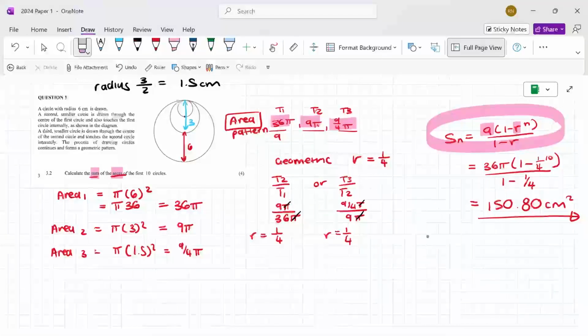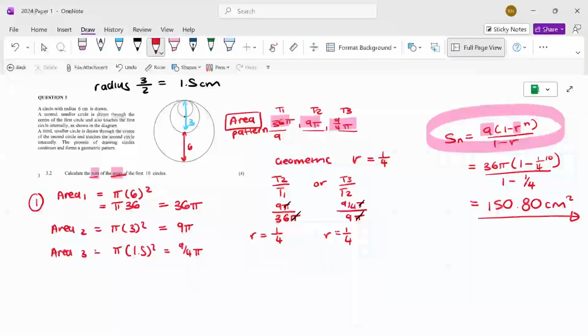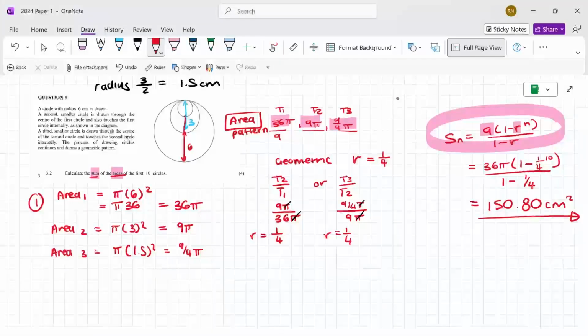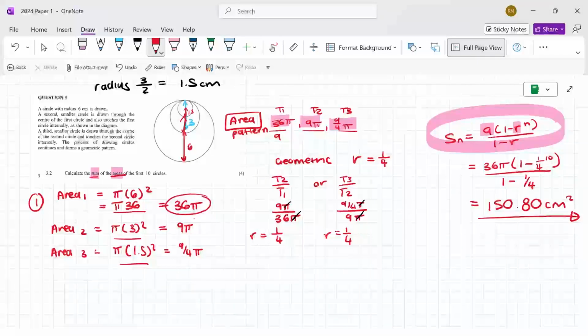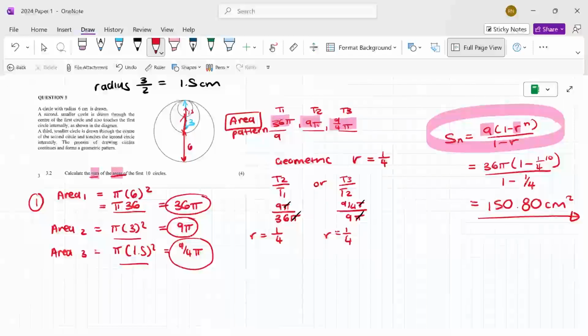So I found the area for the first circle, which was pi times 6 squared. Then I found the area for the second circle, which had a radius of 3, and I found that to be 9 pi. And then I found the area of the third circle, which had a radius now of 1.5, and that was this area. So I found my three areas, which were 36 pi, 9 pi, and 9 over 4 pi.